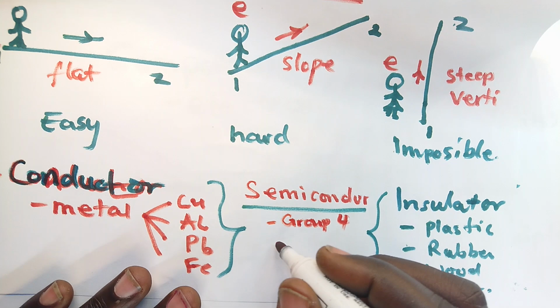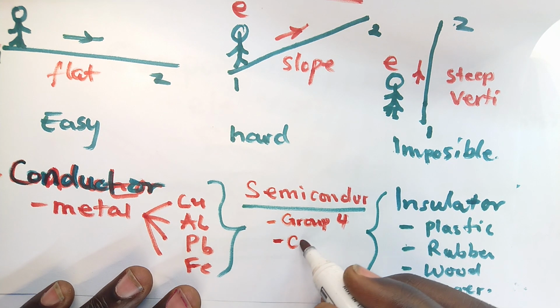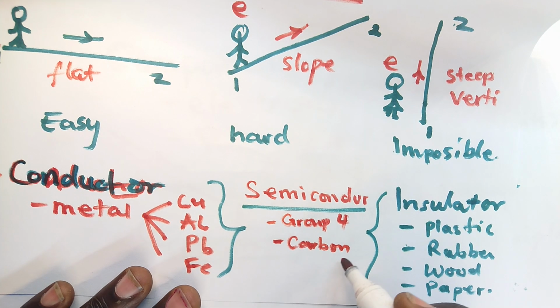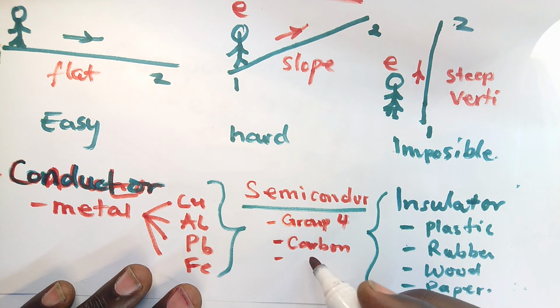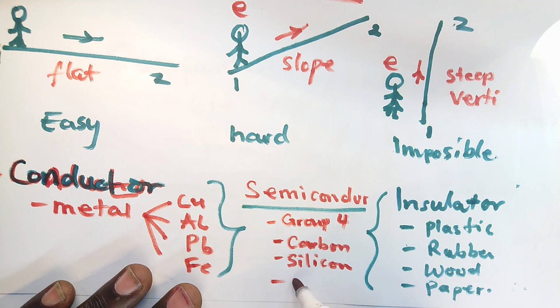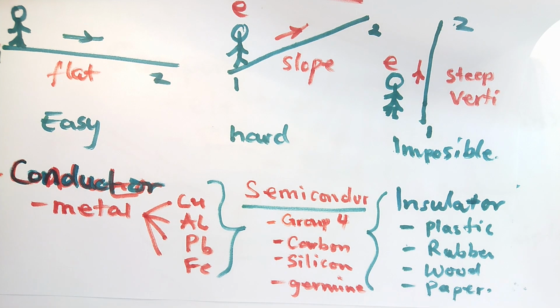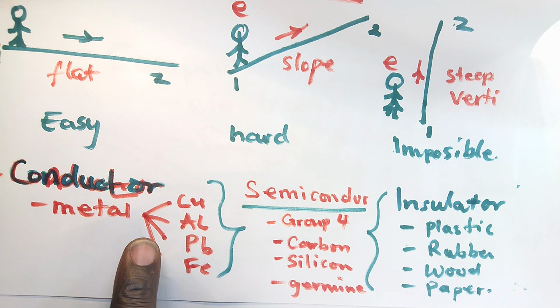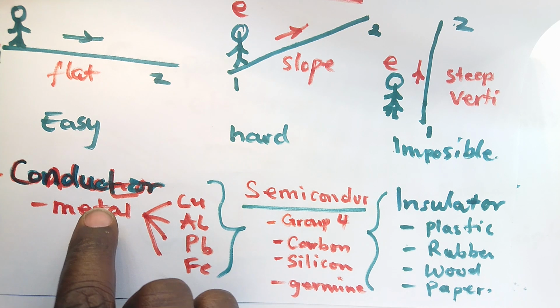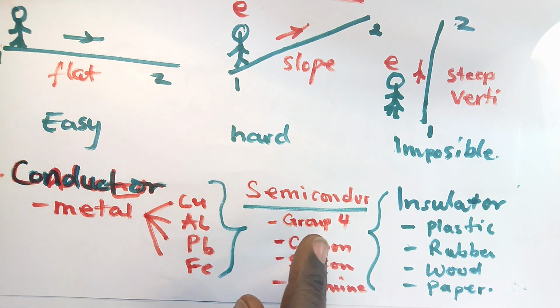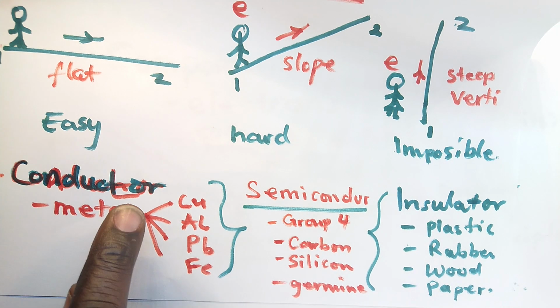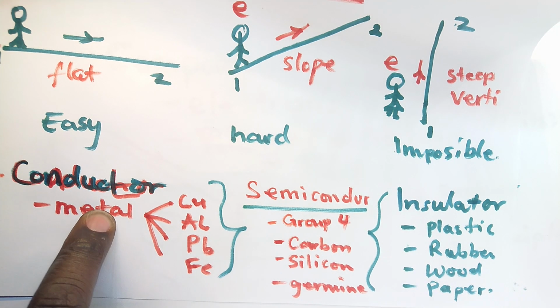Elements in group 4. The example would be carbon, like the way you see in your pencil nib or charcoal. You'll have silicon, I believe also germanium. These are all group 4 elements. So they have a behavior that is in between conductors and insulators. So they will allow current to flow, but not as quickly as they would do in conductors.